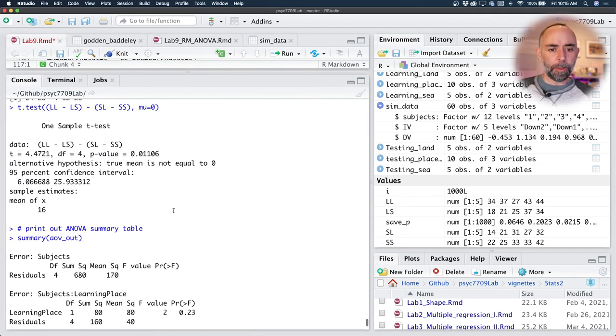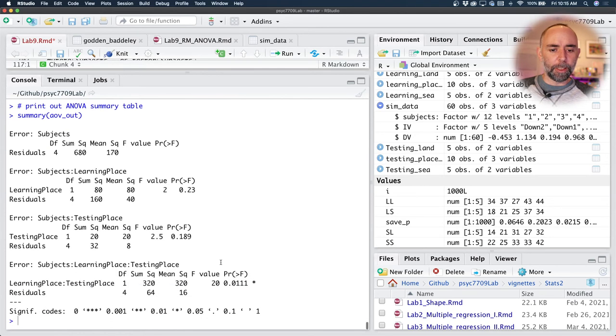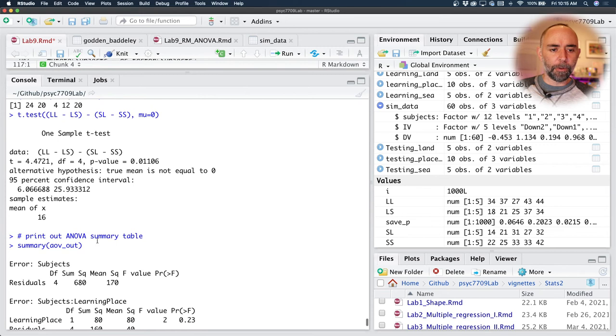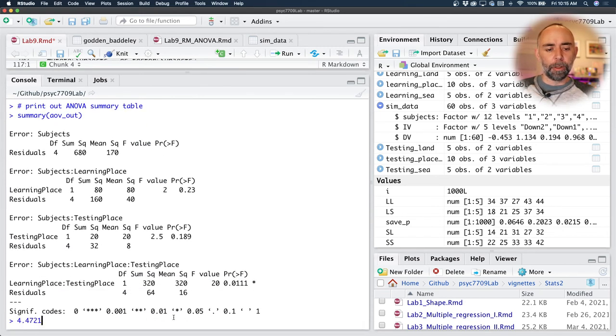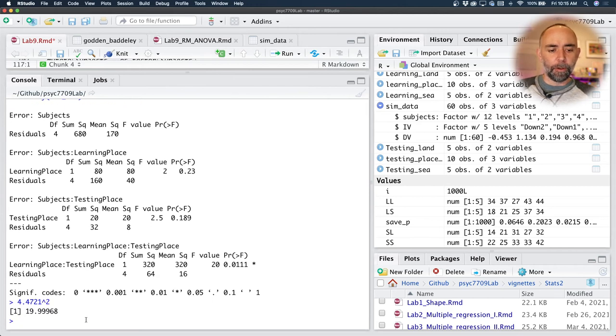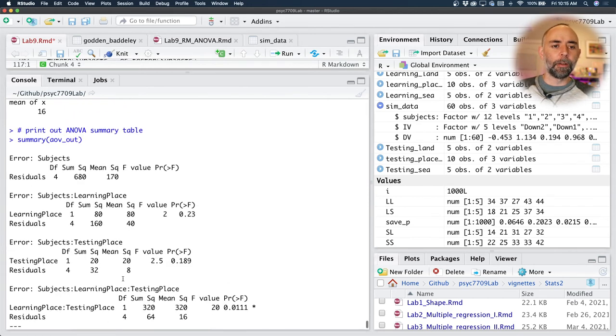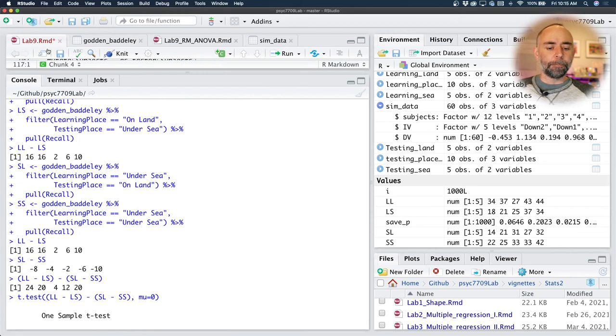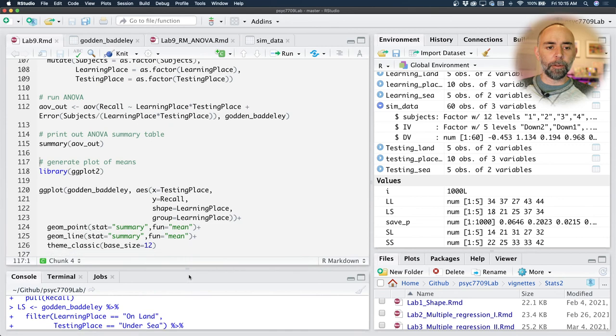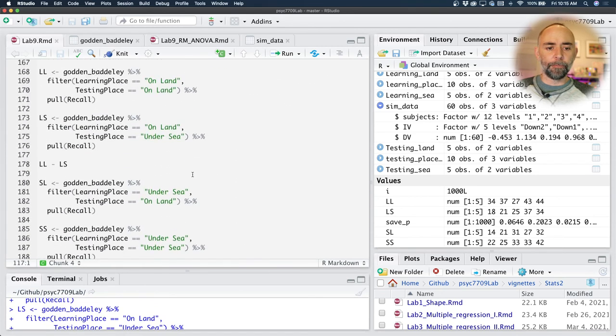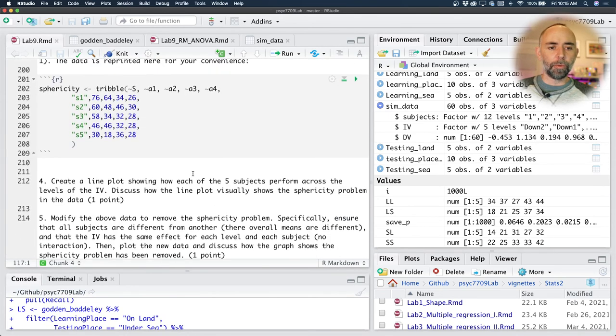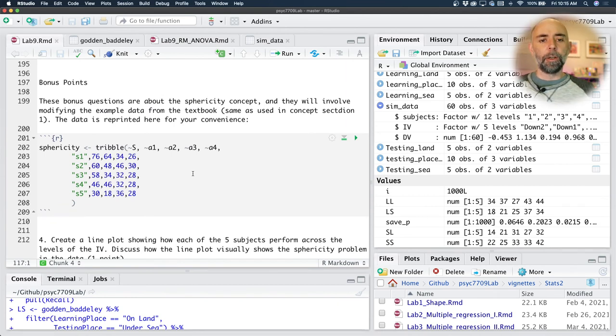All right, so we found a p-value of 0.011. That's the same as the interaction effect here. The F-value was 20. Our t-value was 4.4721, but if we square this, we get a 20. Okay. So those are some solutions to all of the questions for Lab 9.